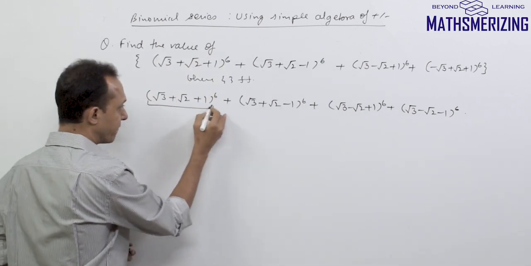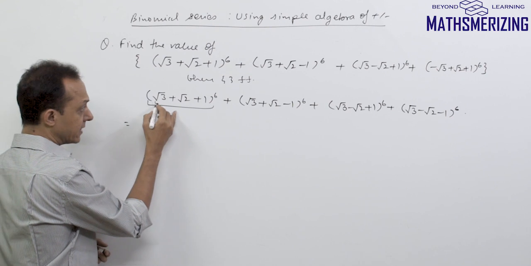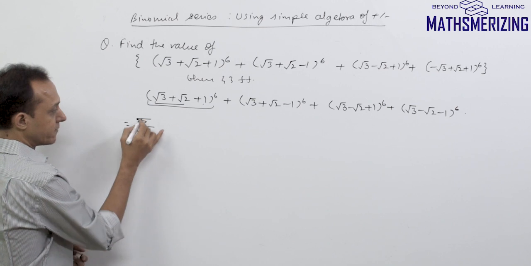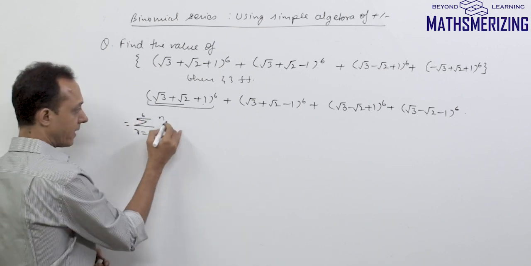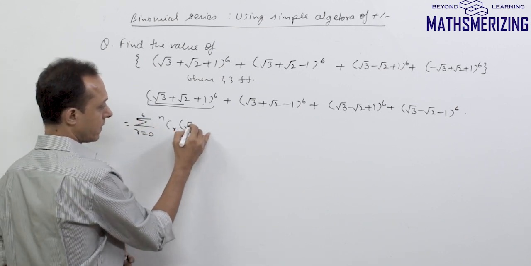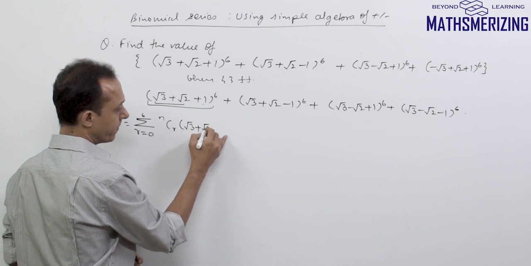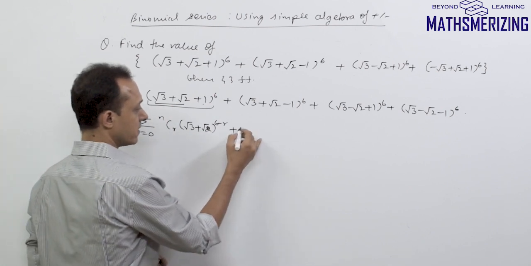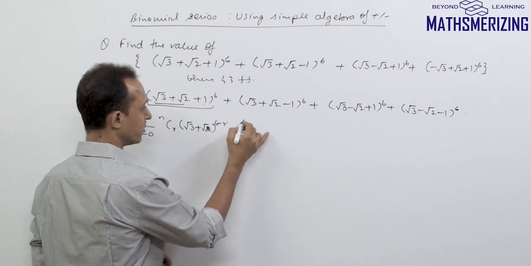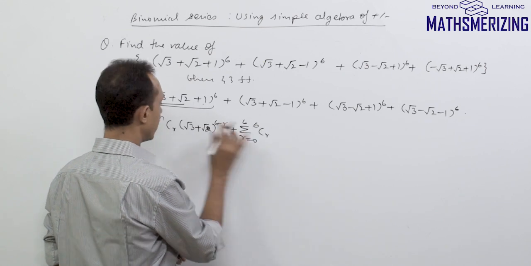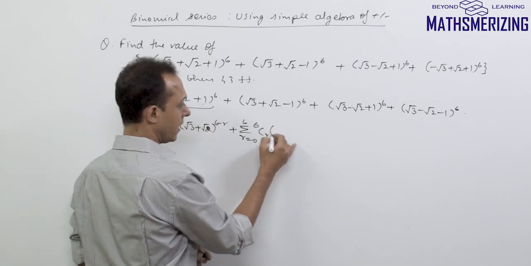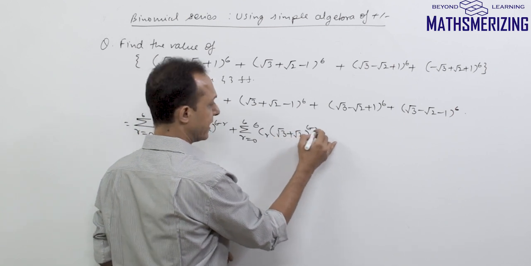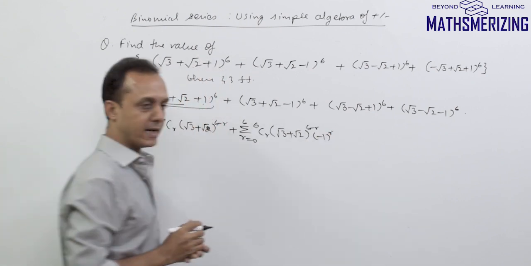Now if I write the series summation for this one, using binomial, I'll consider this as A and this as B. So I can write the series as summation r varies from 0 to 6, 6Cr, (root 3 plus root 2) to the power 6 minus r, and then 1 to the power r will be the same 1. So here r varies from 0 to 6 and here will be 6Cr, root 3 plus root 2 to the power 6 minus r and then (minus 1) to the power r.